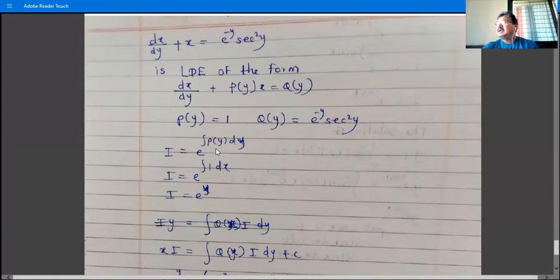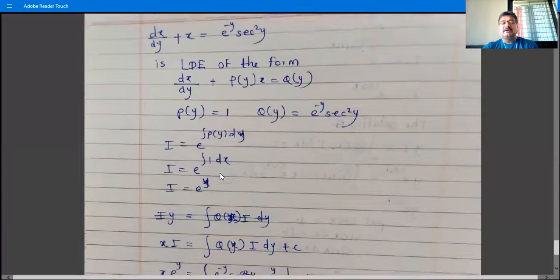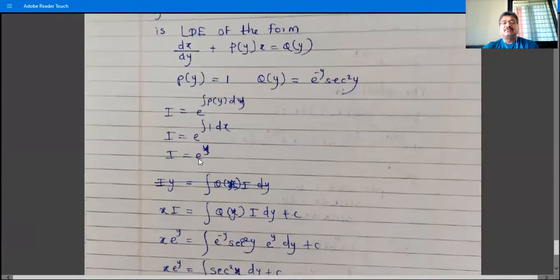Now we use the formula, integration P(y) dy. And what is P? P is 1. Don't write dx here, it is dy. The integration of 1 with respect to y is y, 1 into y, that is y. So e raised to y. Integration of 1 with respect to dy is y, while integration of 1 with respect to dx is x, but it is not dx, it is dy. So this is the integrating factor.